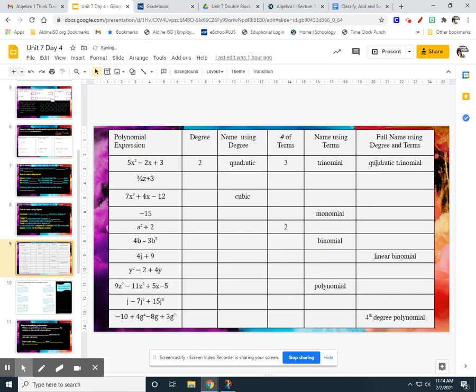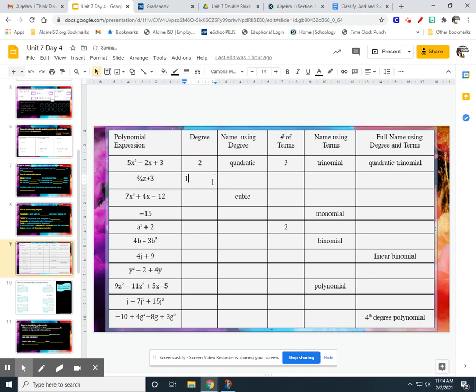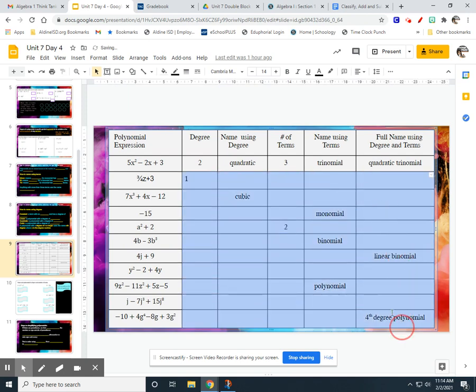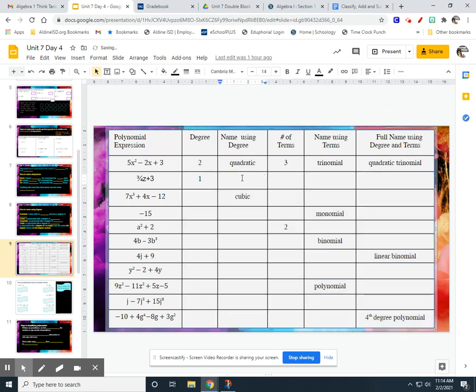We're just going to type in. Notice the first one's already done for us, so we put the degree, the name of that degree, the number of terms, the name using the terms, and then we put the whole name together. So this has a degree of 1 because the variable only has 1. Let me highlight all of this so we can make it centered. Okay, so when it's 1, it's called linear. You just push the tab key to go over. This one has 2 terms, so that's binomial. So together it would be linear binomial.